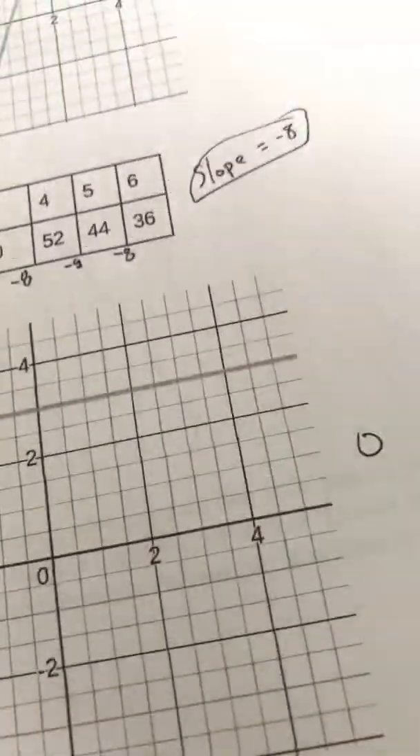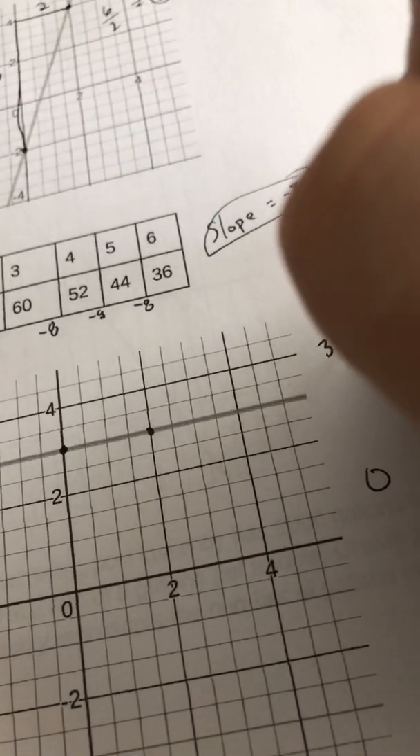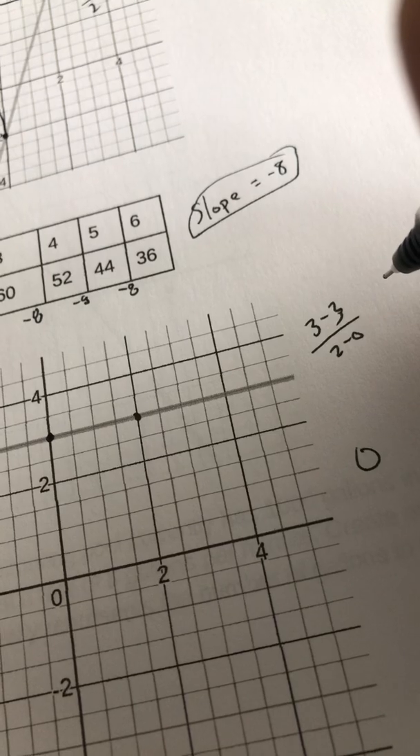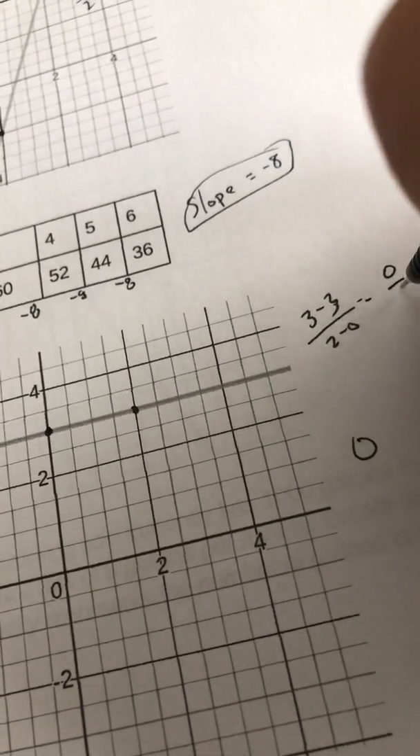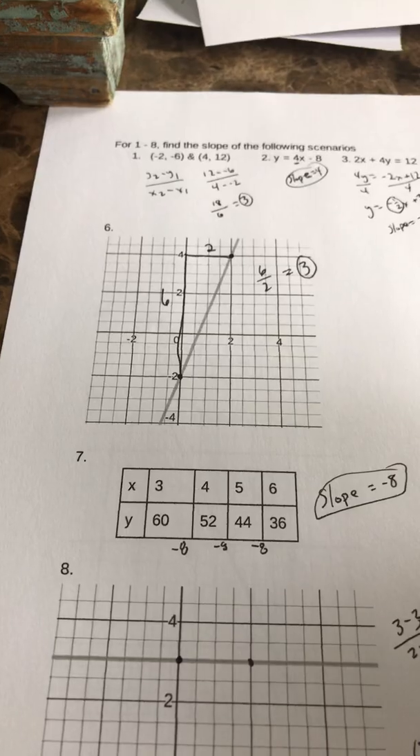But again, you could choose 2 points. There's one at 0, 3, and here's one at 2, 3. If you go to do this, you're going to have 3 minus 3 over 2 minus 0, which gives you 0 over 2. But if you catch it's a horizontal line, you really don't have to do any math. The slope is 0. So there's the front side of your checkpoint, finding the slope.